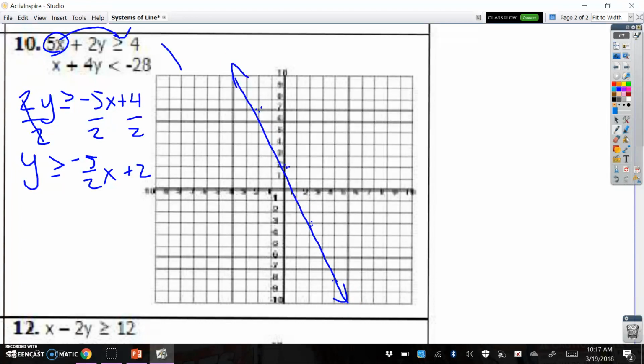Which side do we shade? So 0 greater than or equal to 2. Is that a true statement? Nope. So we shade the other side, the side that doesn't have that 0, 0.